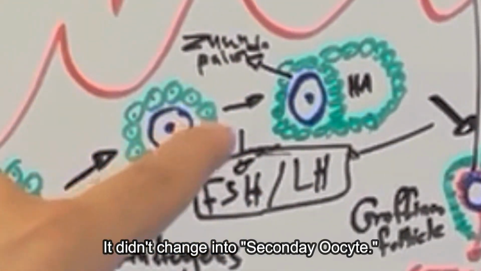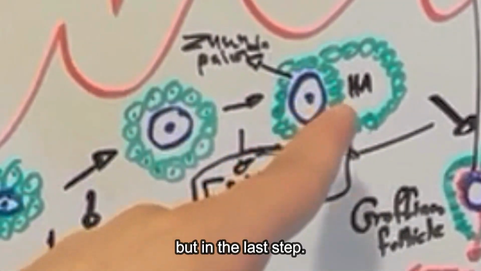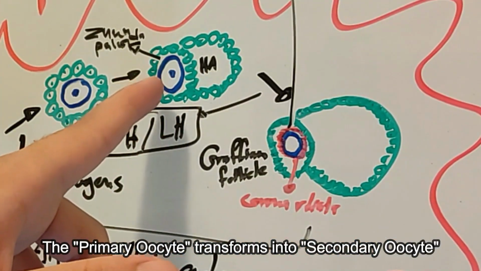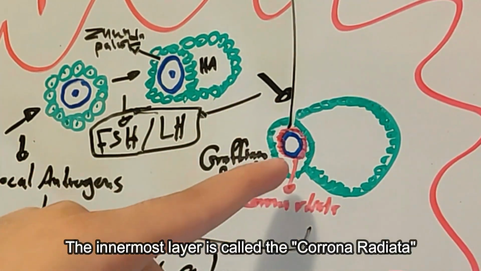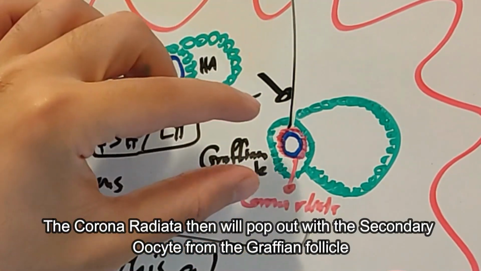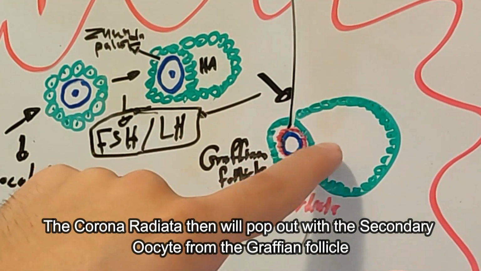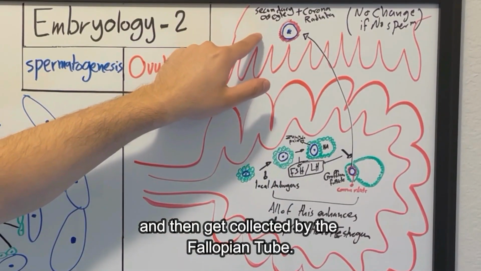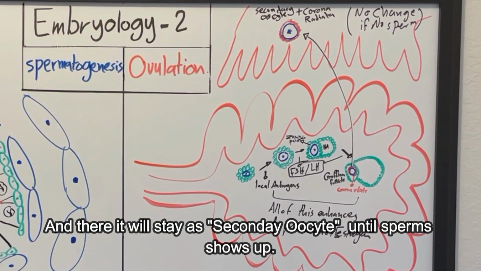It didn't change into a secondary oocyte. It still didn't undergo meiosis 1. But in the last step, the primary oocyte transforms into a secondary oocyte, and multiple cells form around it. The innermost layer is called the corona radiata. The corona radiata then will pop out with the secondary oocyte from the Graafian follicle, and then get collected by the fallopian tube, and there it will stay as a secondary oocyte until sperms show up.